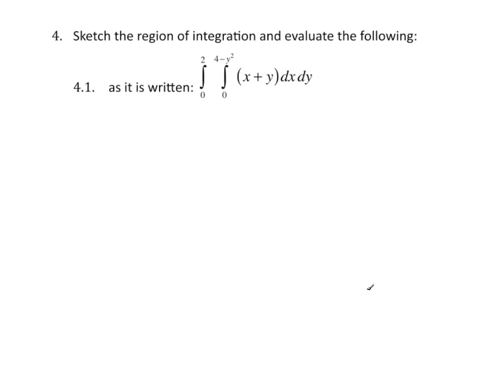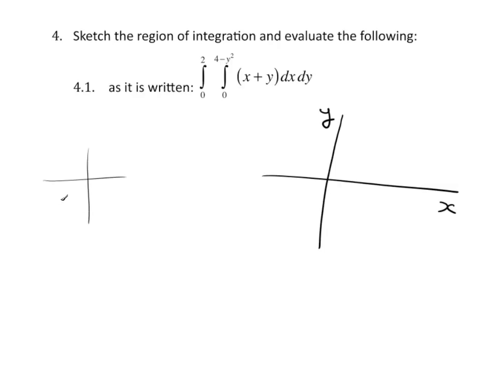I want to sketch the region of integration and then evaluate the following. So the region, well, if this is x and this is y, x goes from 0 to 4 minus y squared. Well, what is that? If you spin this around, you make this the y-axis, the x is kind of rotated, and this is 4 minus x squared, you know that would be a parabola that looks like this, with this being 4.